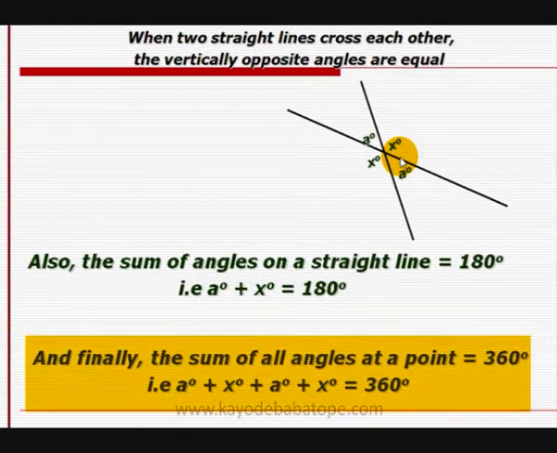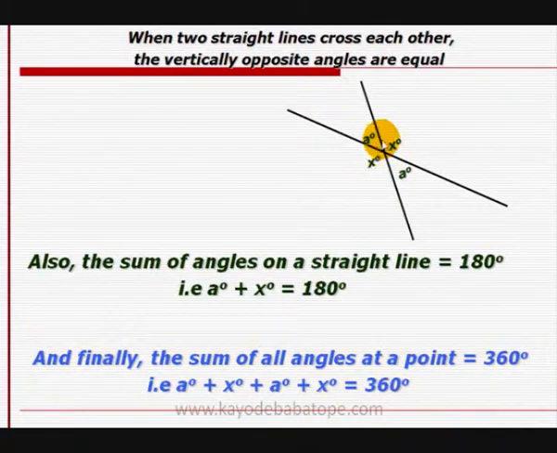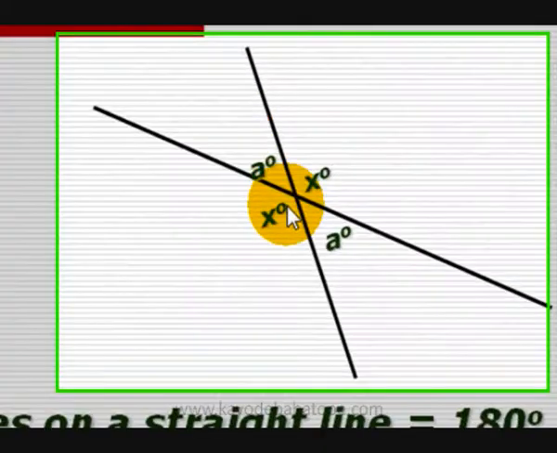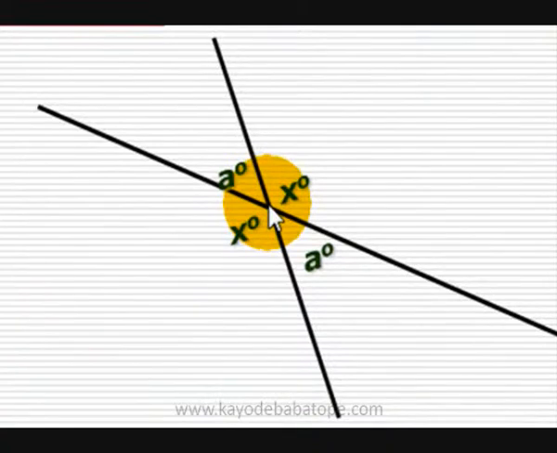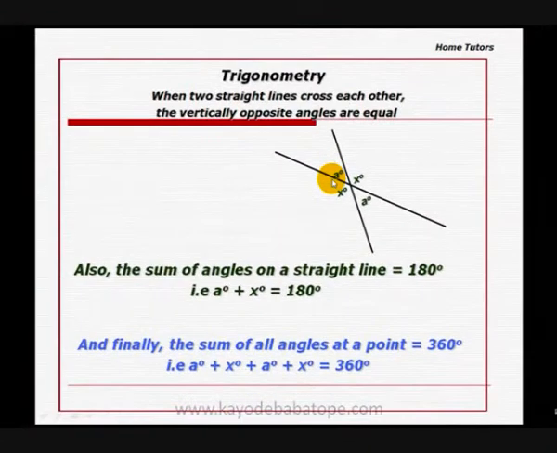And finally, the sum of all angles at a point equals 360 degrees. That is, when you sum all the angles that revolve around this point of meeting of these two lines, all should sum to 360 degrees. A plus X plus A plus X must be equal to 360 degrees.